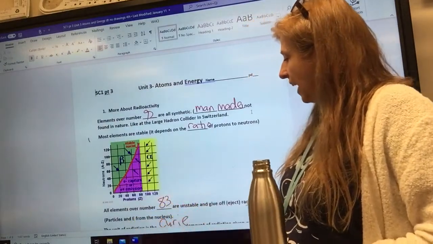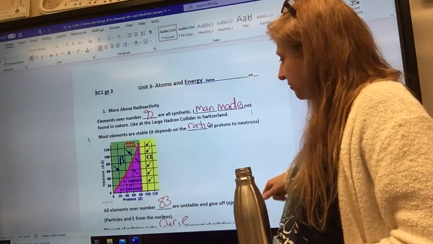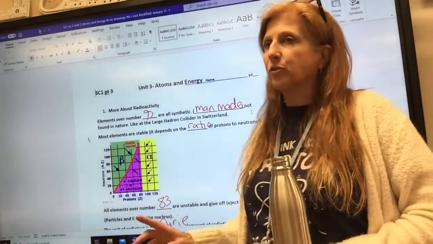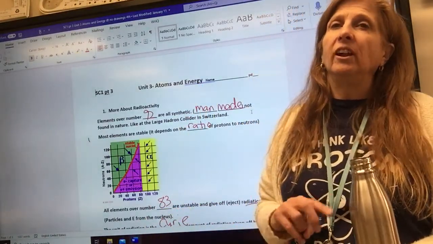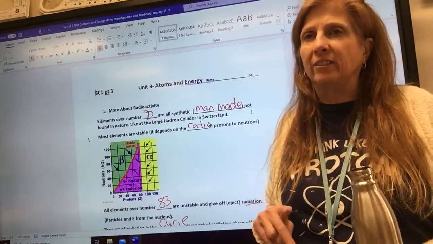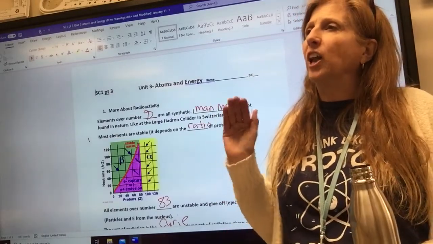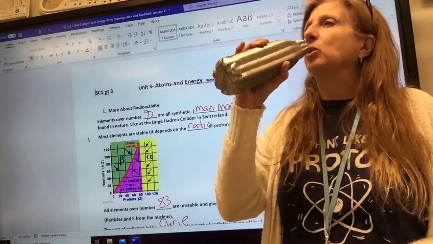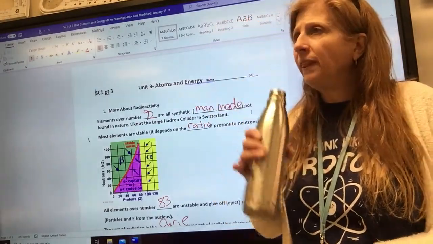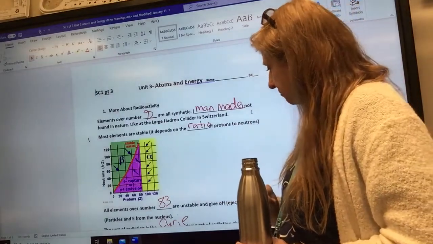All elements over 83 are unstable and give off radiation, particles from the nucleus. So remember, radiation can cause cancer. It can cook you like a microwave from the inside out. So when you look at elements over 83, those are ones you don't want to mess with. They all are radioactive. Okay?